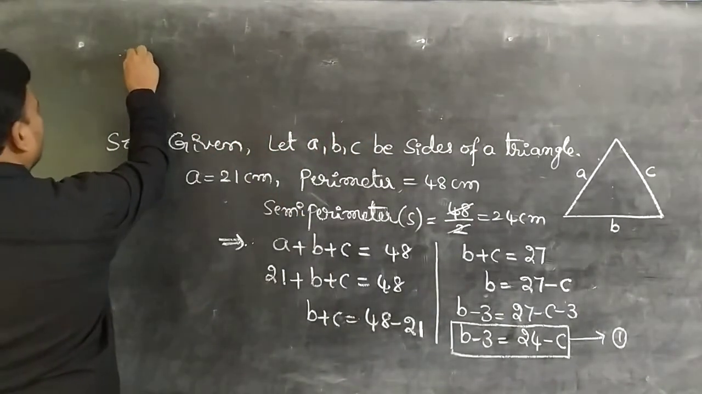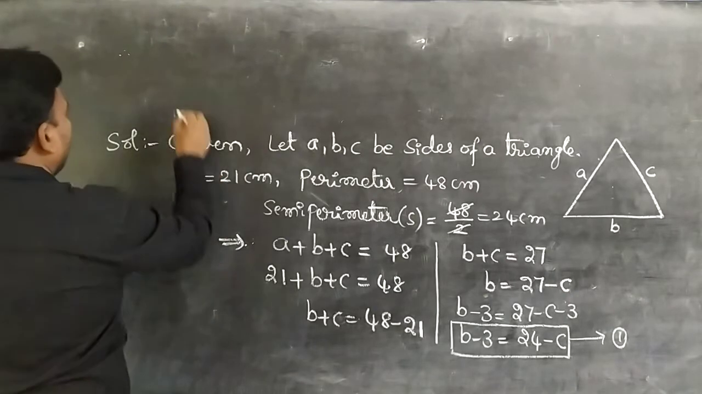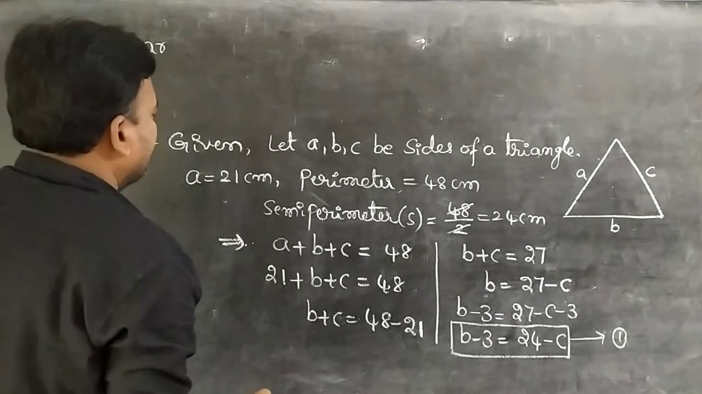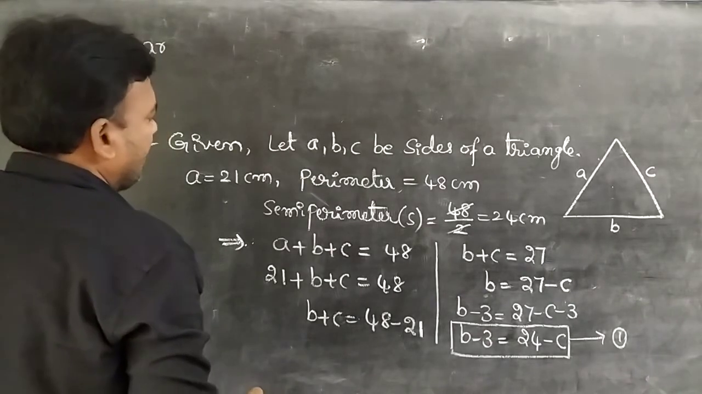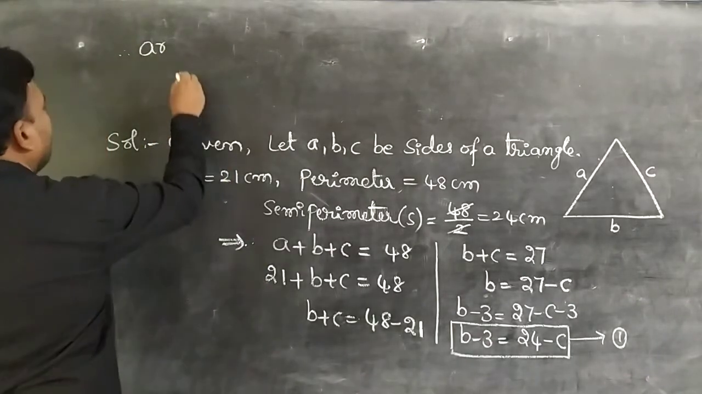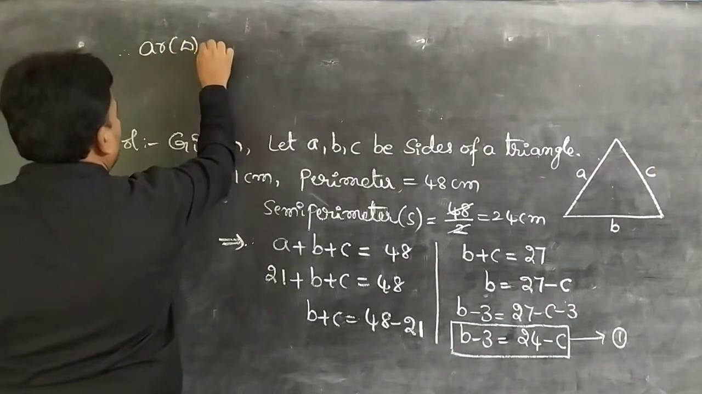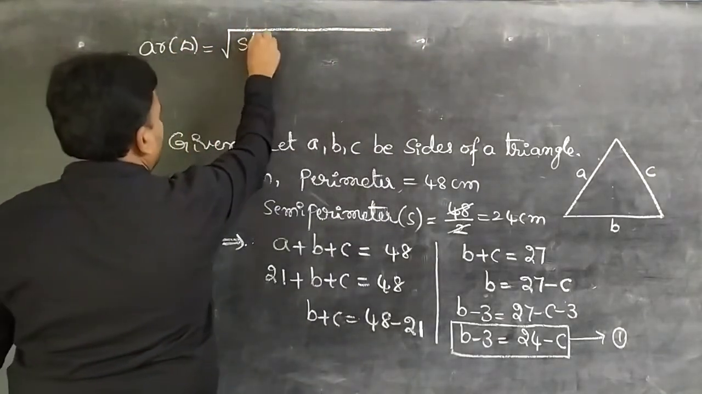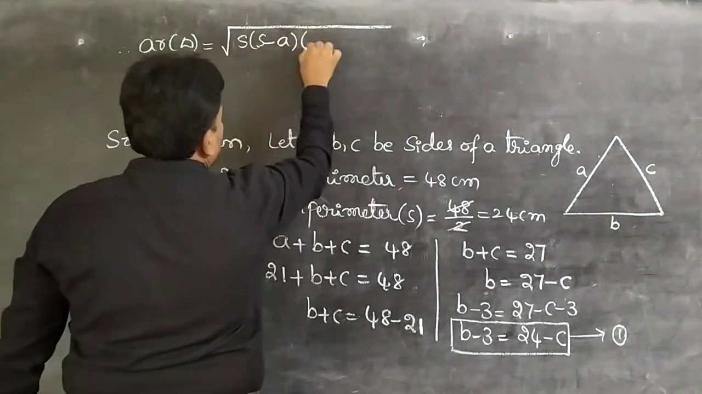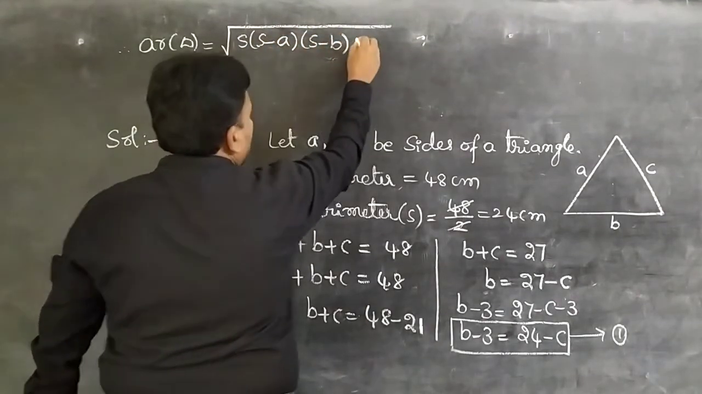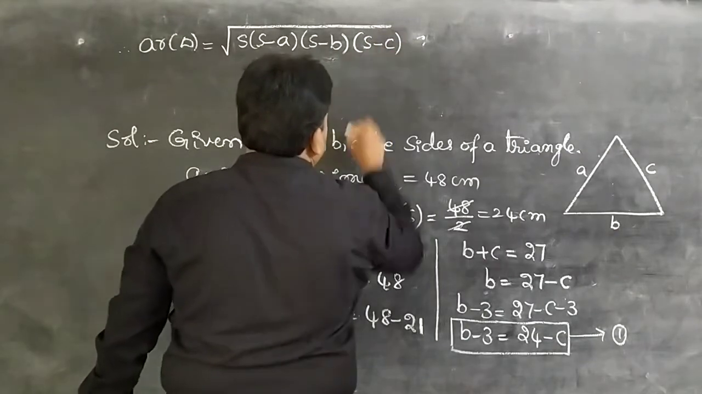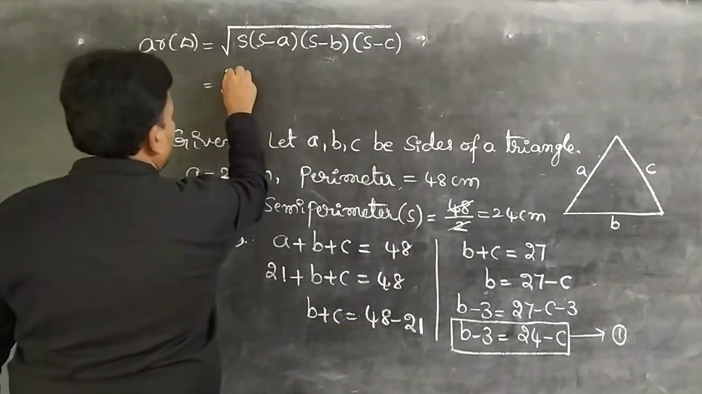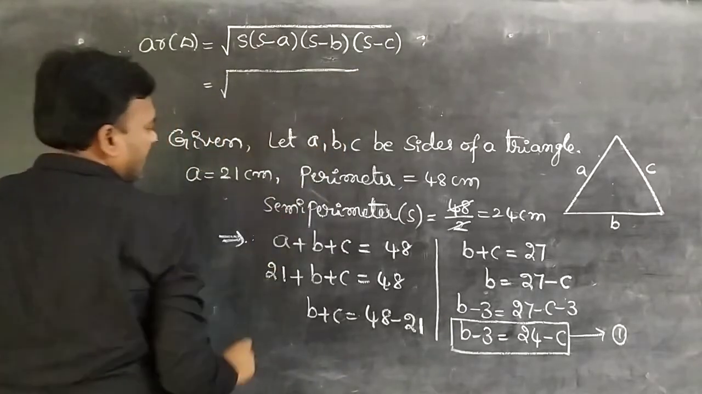Therefore, we find the area value, students. Then area of a triangle. So what is the area of a triangle? Area of a triangle equal to square root of S into S minus A into S minus B into S minus C. Substitute the values, which implies square root of S value.